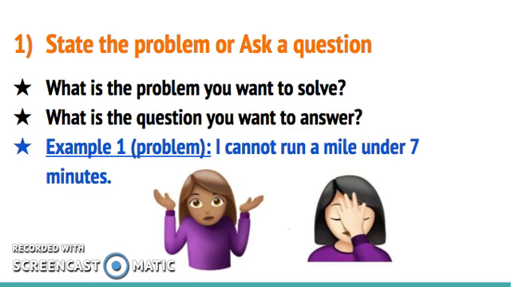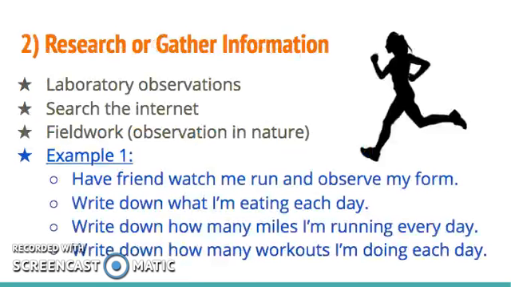So the first step of the scientific method is to either state the problem that you have or ask a question that you have. So you have to ask yourself, what's the problem that you want to solve, or what is the question that you want to answer. So for our example problem, we're going to say that my problem is that I cannot run a mile under 7 minutes. So that's my problem.